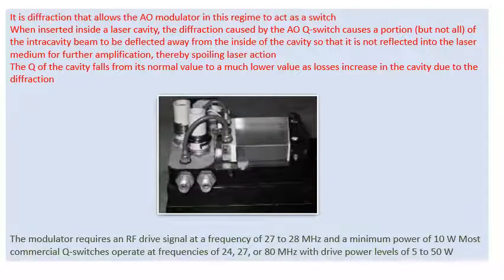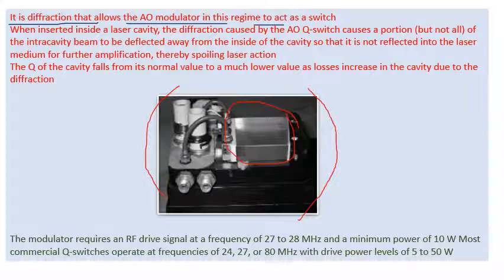This is the actual picture, as I mentioned. This is the acousto-optic modulator, and this is a cooling system. It's not shown from inside, so you cannot really guess what is going on, but it has the same thing which I explained before. So the acousto-optic modulator can definitely be used as a Q switch. When it's turned on, it can deflect the light. When it's turned off, the light passes through. Simple. And this is what is mentioned here, that it allows the modulator in this regime to act as a switch.